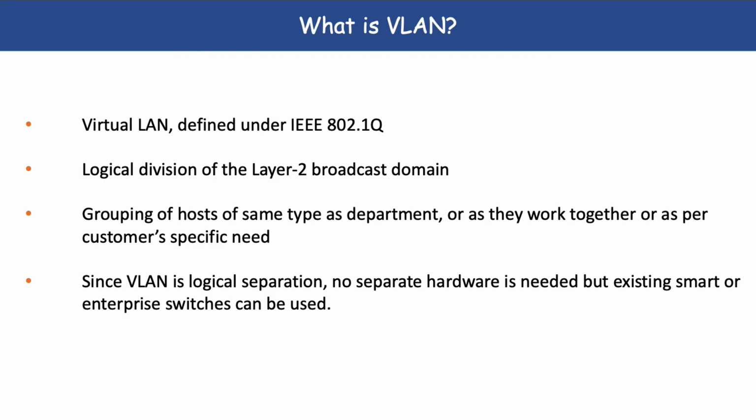For example, if you are in a school, you want to implement different policies for your students and you want different policies for your teachers. So VLAN helps in segregating the traffic in this way. And since this is a logical separation, we do not need any extra hardware. Our existing Cisco switches can do this.